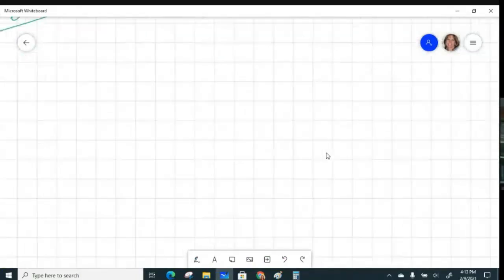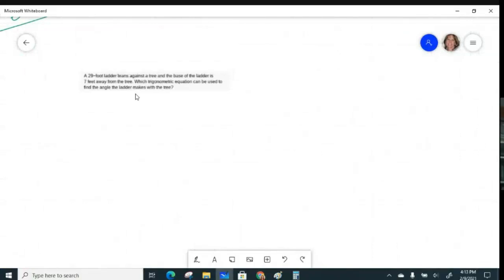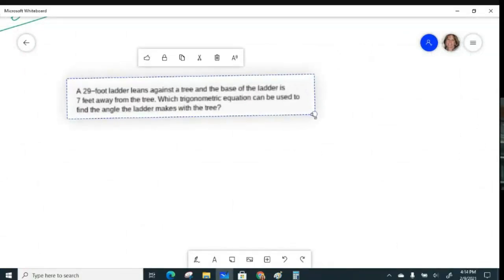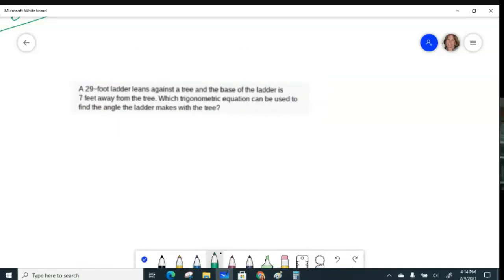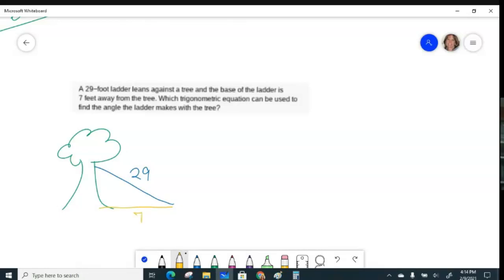All right, so Yari, here's yours. All right, so you again have that ladder situation. So this time, again, we have a tree, and we have a ladder that's leaning against the tree. And it's a 29-foot ladder. And the base of the ladder is going to be 7 feet away from the base of the tree. And we want to find the angle.